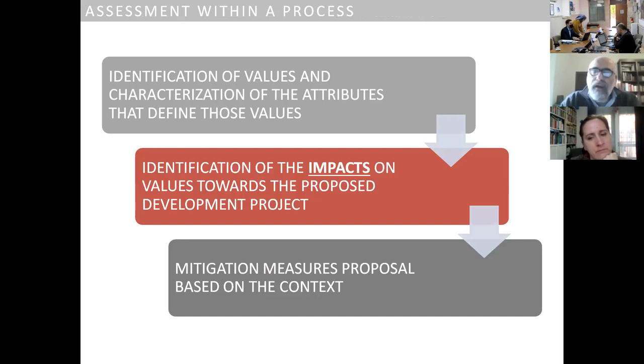So at this stage we are able to describe exactly what the values are, what the attributes are, and what the significance of this place is. We really understand how important it is, how it has outstanding universal value. We are at the stage of the impacts on values, and this is very important, not towards general impacts around it, but towards the proposed project.